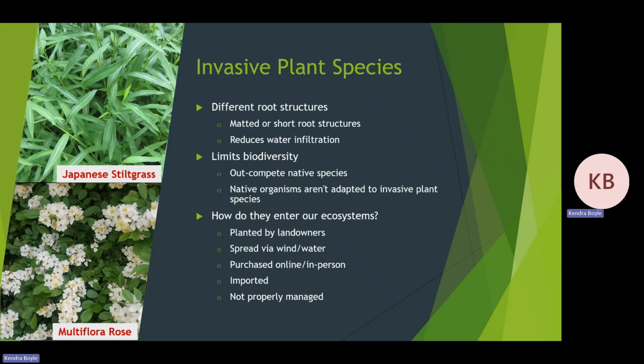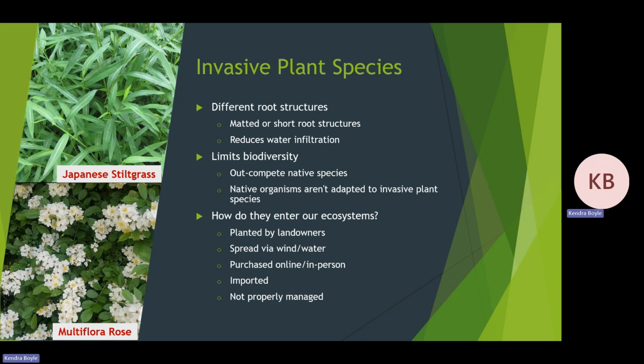Unlike native plant species, invasive species usually have short or matted root structures. This reduces water infiltration, nutrient uptake, and soil stability, especially along creek banks. The matted nature of these invasive root structures chokes out root structures of the competing native plant species, which is why when you see invasives along a creek, the invasives dominate the area they're in. We typically see this with species such as Japanese stilt grass and multiflora rose.